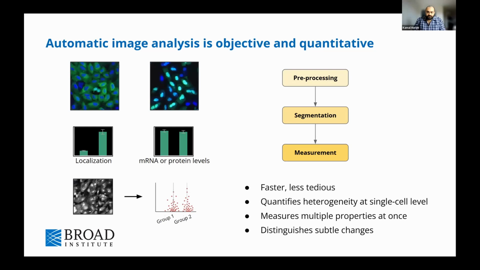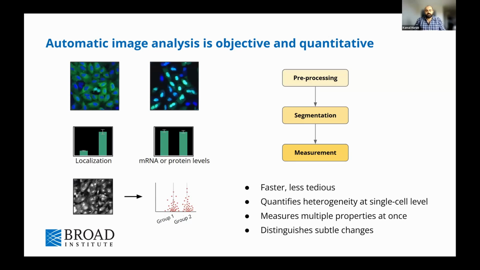Now, the advantages of such automated image analysis pipelines extend beyond simply being faster and less tedious, where you can apply this pipeline to all your images at the same time, but it also quantifies heterogeneity at a single cell level. So, for example, if you look at these two images on the top left, what we see is that if you were to quantify the total stain of each color, you're probably going to see a similar level of both of them.